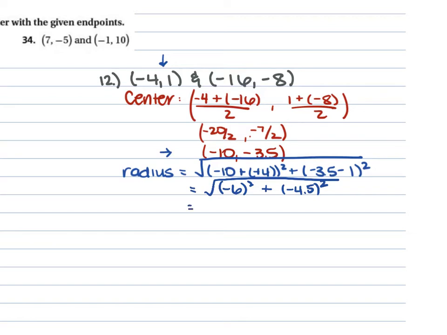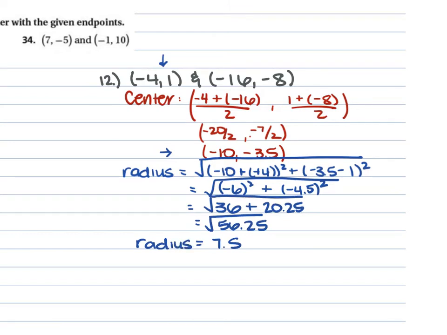To square these numbers, we're going to have the square root of 36 plus the 4.5 squared, which gives us 20.25. If we add these two, we're going to have the square root of 56.25. And when we take the square root of that, we get 7.5. So our center is negative 10, negative 3.5, and our radius is 7.5.